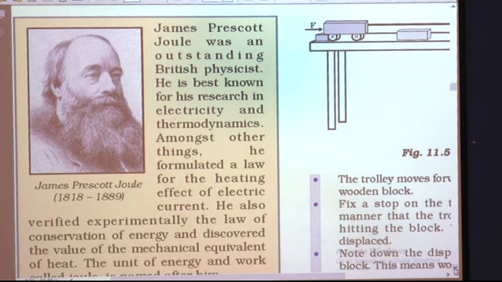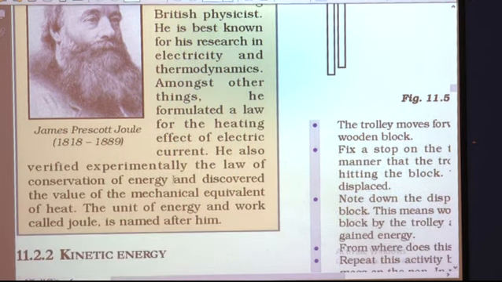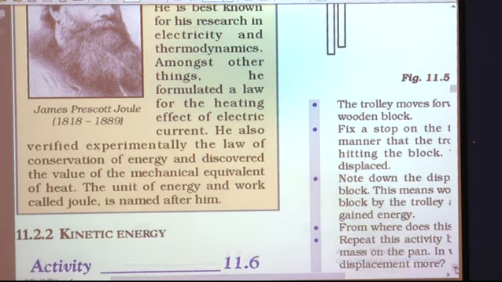You know what the law of conservation of energy is? Energy can neither be created nor destroyed. Only it can be transformed from one form to another form. So the total energy in the universe remains constant. That is called the law of conservation of energy. He verified this experimentally and discovered the value of the mechanical equivalent of heat. The unit of energy and work called joule is named after him. So this is some information about this great scientist.